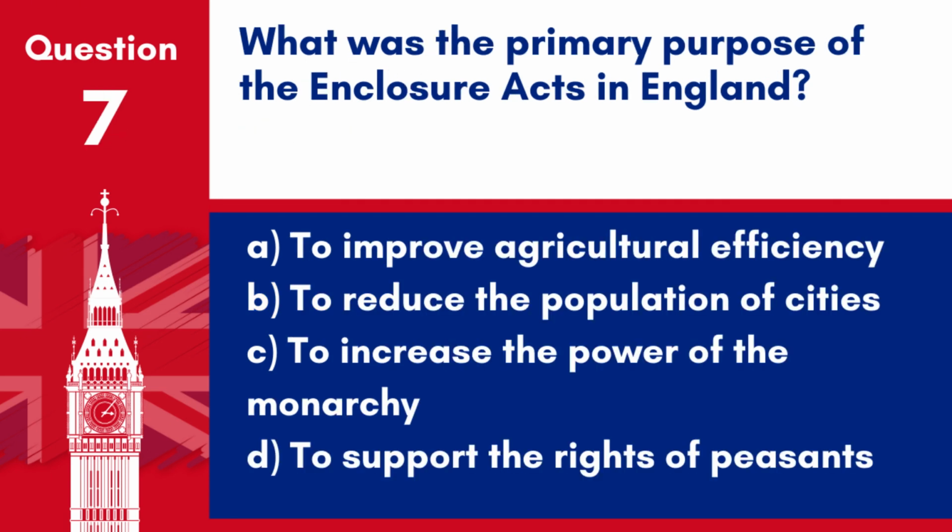Question 7. What was the primary purpose of the Enclosure Acts in England? A. To improve agricultural efficiency, B. To reduce the population of cities, C. To increase the power of the monarchy, D. To support the rights of peasants.